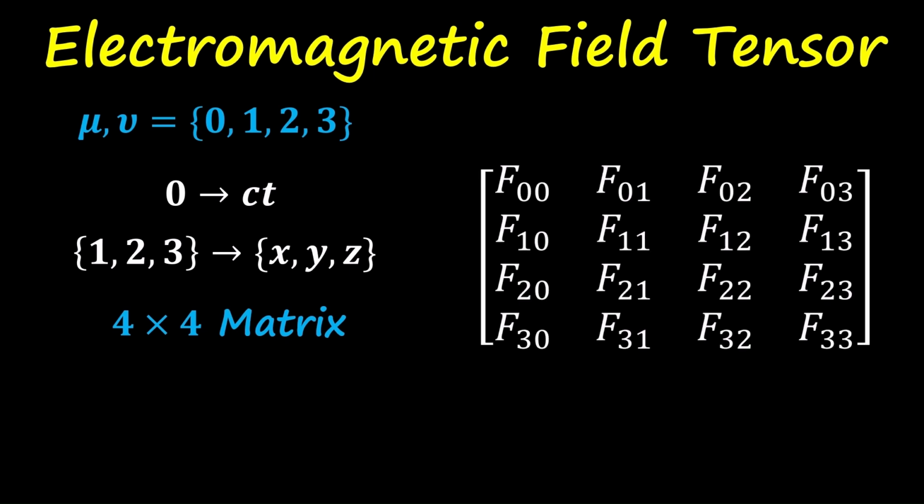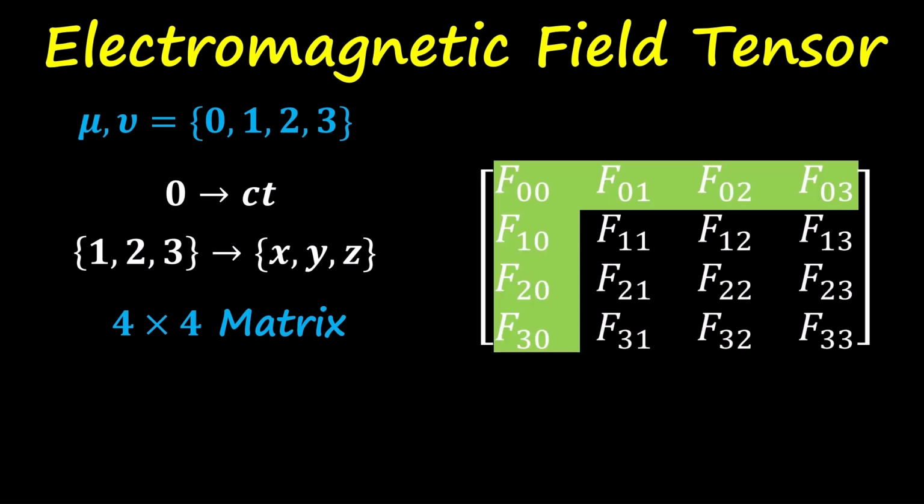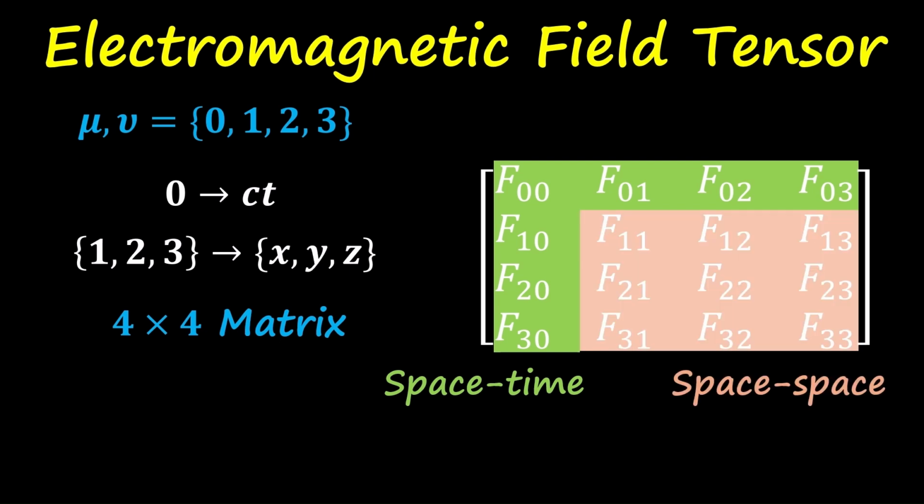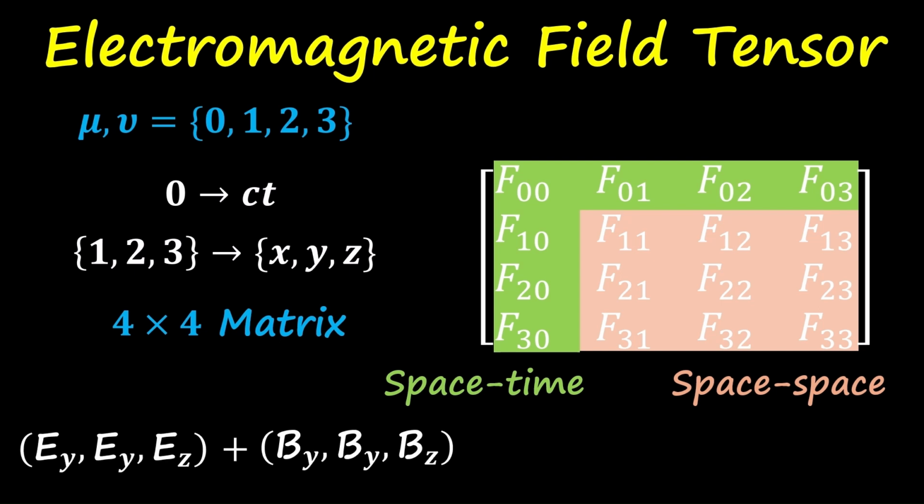Here is the matrix. Now, if you see these elements, the time and space parts are included because if you see the indices, 0 is there and 1, 2 and 3 are also there. This we call the space-time part. And the remaining 9 elements contain only the space part. So this we call the space-space part. Now this 4 by 4 matrix has 16 elements, but the electric field and magnetic field consist of 6 elements, 3 from the electric field and 3 from the magnetic field. So this matrix has to be antisymmetric.